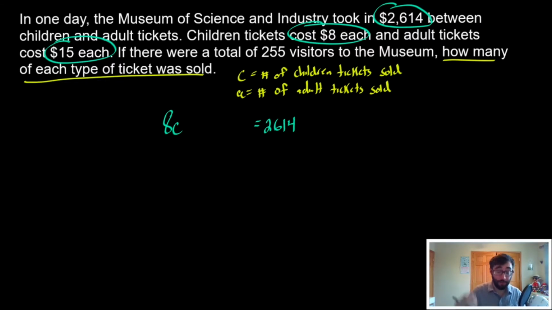And then if I look at adults, if I take how many adult tickets were sold, which I don't know, that's A, and I multiply it by how much each adult ticket is, which is 15, that's going to tell me how much money they made off of selling adult tickets. Now, if I take how much money they made selling children's tickets and add that to how much money they made selling adult tickets, that is going to end up giving me my total. So that is one of our equations. Take how much money was made in total and figure out how it got there: children's tickets and adult tickets.